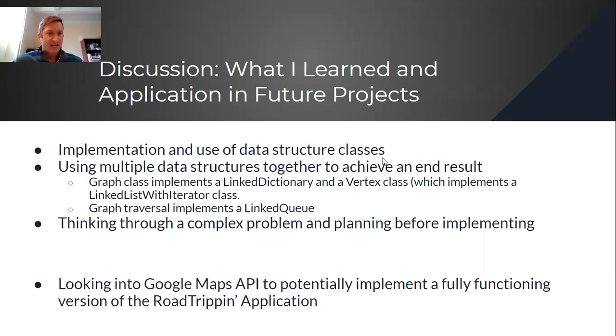So as we kind of discussed, my graph class implements a linked dictionary. And also the vertex class implements a linked list with iterator. Traversing the graph, the BFS method within the class uses a linked queue. So these are multiple different data structures all working together to achieve our goal of creating this road trip path.